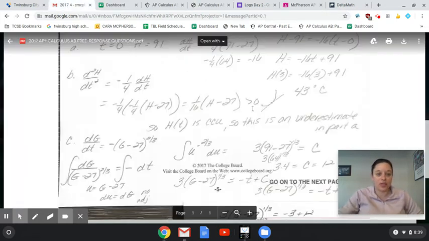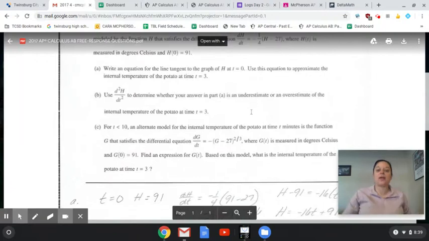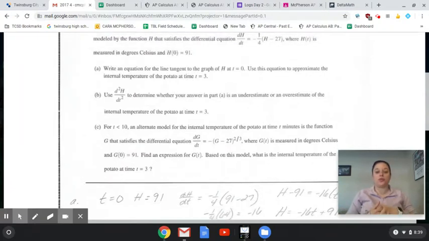Then part C, which is the tough part. So part C, now we have this new equation that we're going to use to model the temperature of the potatoes. So we're not using H anymore. That doesn't get used at all in part C. We're using this G equation, which is also a first derivative implicit. And it also has the same initial condition, 0 and 91. And it wants to use that to come up with an expression for your original function, which means you're going to have to integrate, and then use that to make an approximation.